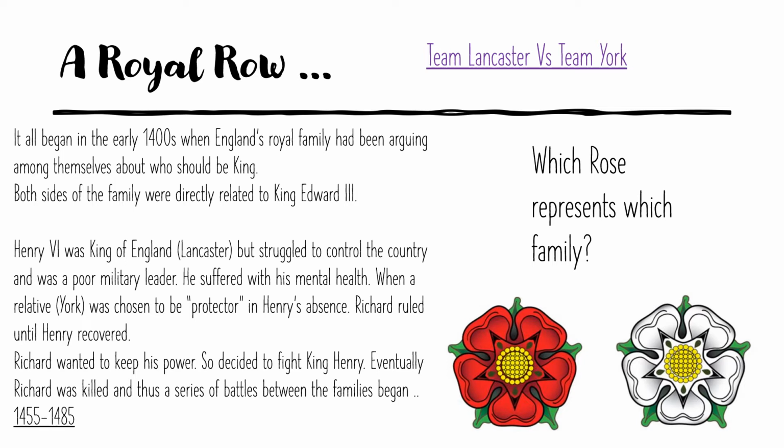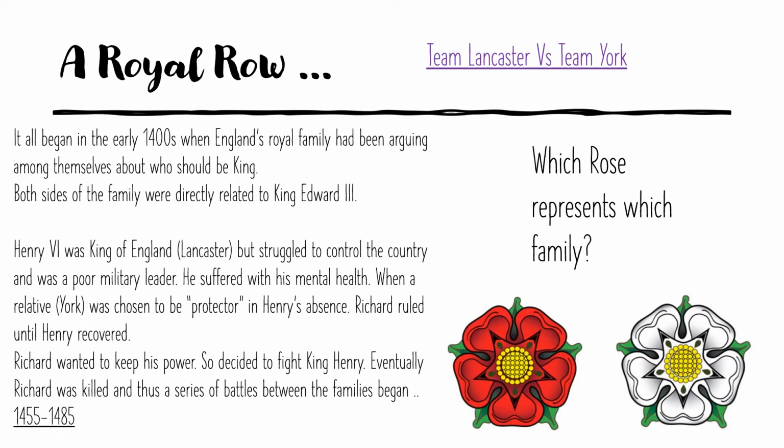So he decided to fight King Henry, and eventually Richard was killed, and then a series of battles between the families began between 1455 and 1485, between the House of Lancaster and the House of York, and each family was represented by a rose. So can you remember which rose represented which family? So we've got a red rose and we've got a white rose. You might want to pause just to remind yourself.